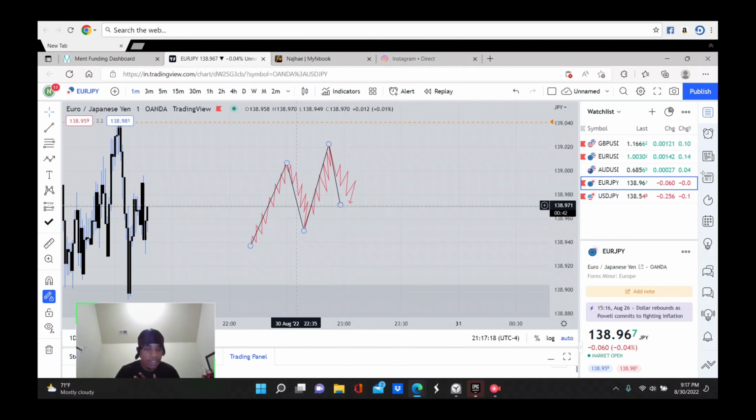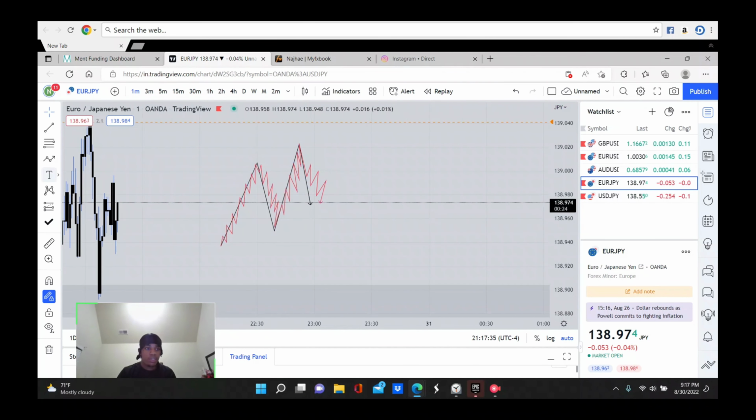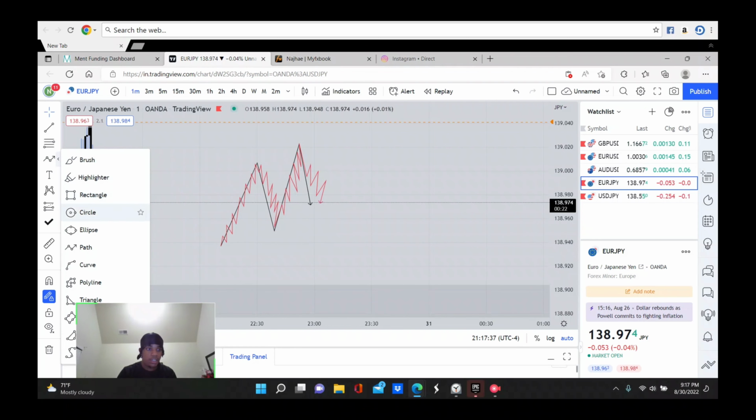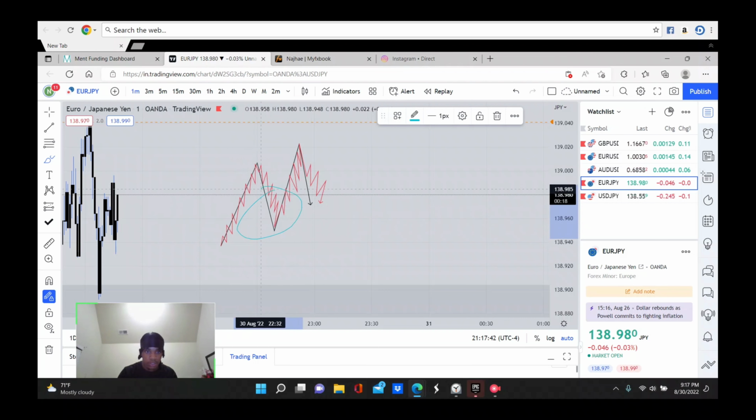Because that will eventually lead us to get liquidated. What you should do instead, this is not financial advice, is wait for the breaker structure right here twice and enter off the demand zone, the last demand zone. So what this area will actually look like, let me show you. Let me circle this area.